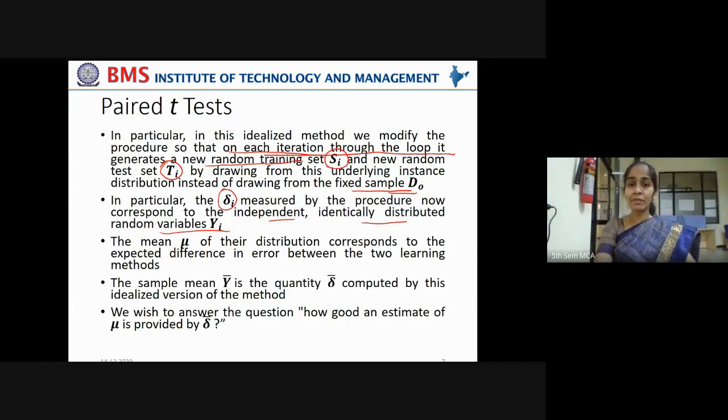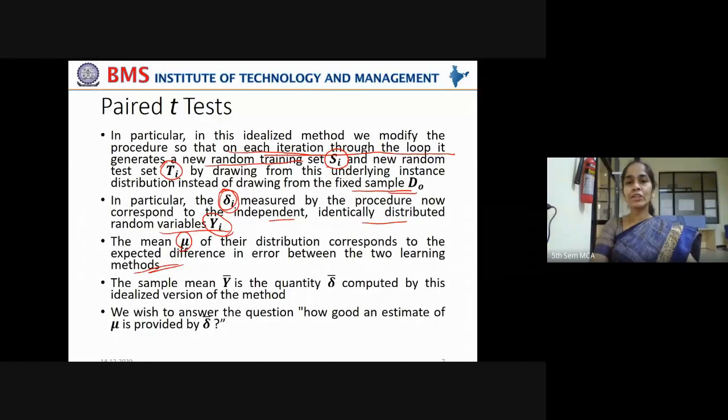In this case, when we have taken a new sample, the delta I measured by the procedure now corresponds to independent identically distributed random variables yi. We have taken a different sample which is drawn from the same distribution but independently drawn. In that case, delta I pertains to the error associated with that particular new sample. Now the mean mu of their distribution corresponds to the expected difference in error between the two learning methods.